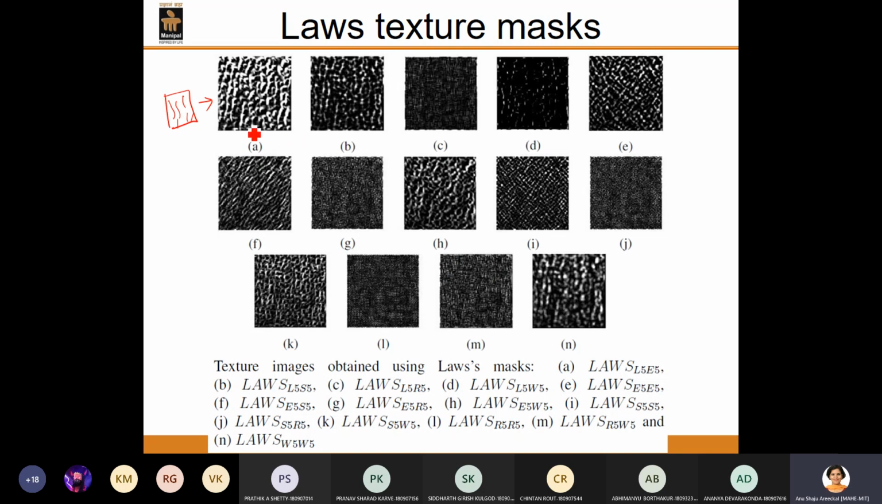So what we see here is, for example, if you are taking L5E5, that takes the edge information, or if I'm taking L5R5, it looks more for repetitive patterns and so on. So various kinds of textures or patterns which are present in the same image can be obtained with different two-dimensional filter masks, as we see over here.